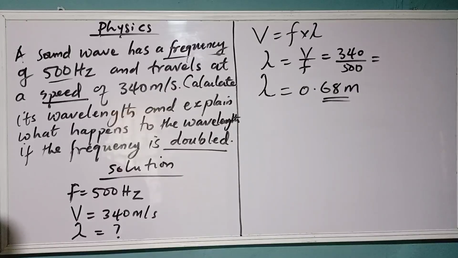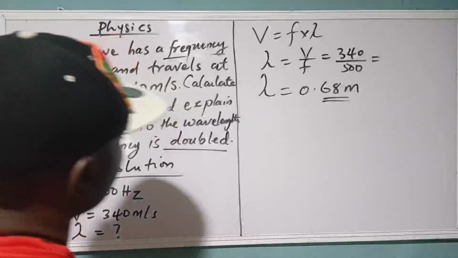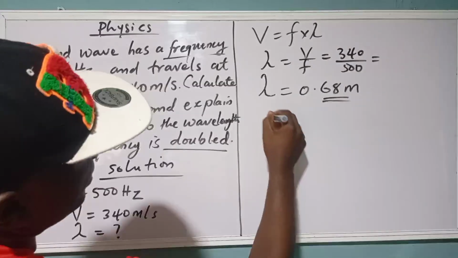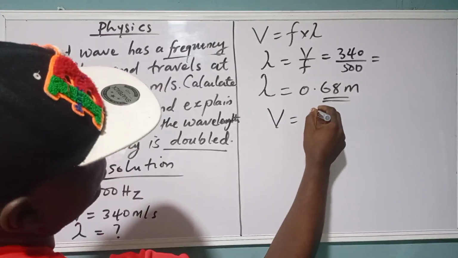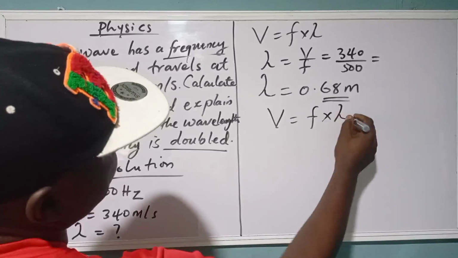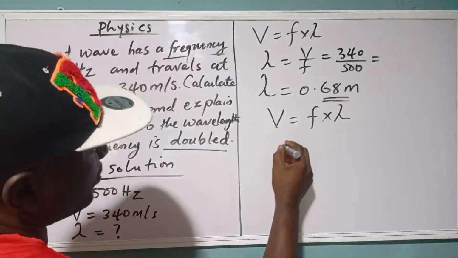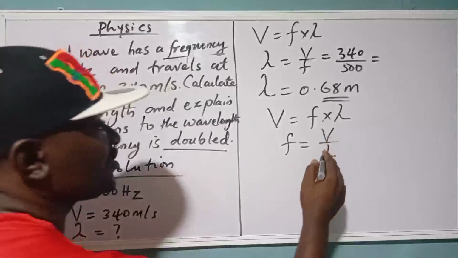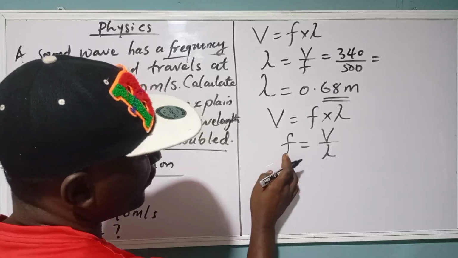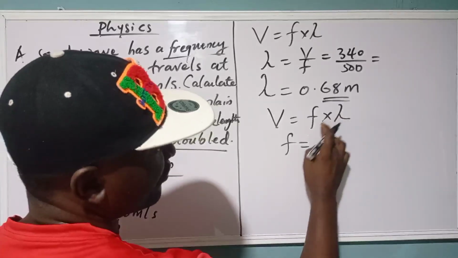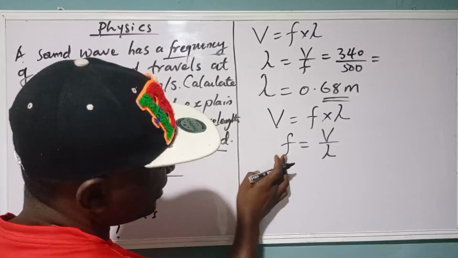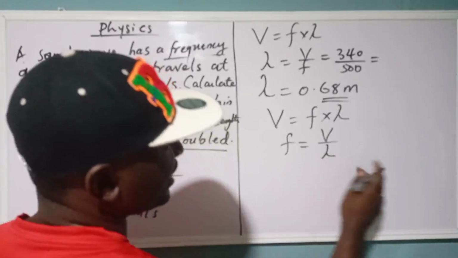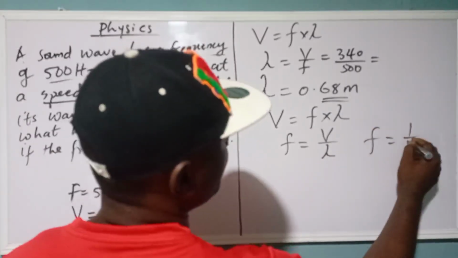The second condition says you should explain what happens to the wavelength if the frequency is doubled. Now, since velocity is frequency times wavelength, if I'm looking for frequency, it will be velocity divided by wavelength. So let's look at the relationship. Frequency is directly proportional to velocity, but frequency is inversely proportional to wavelength.